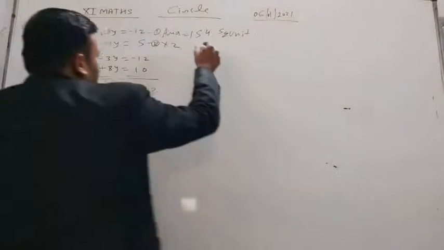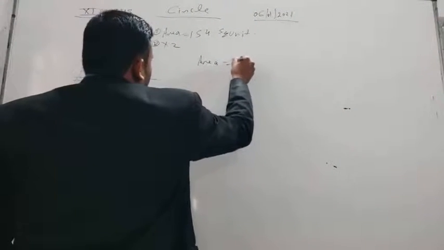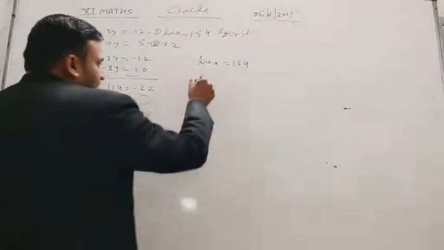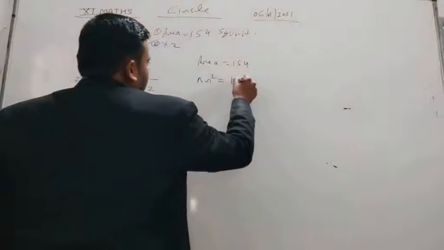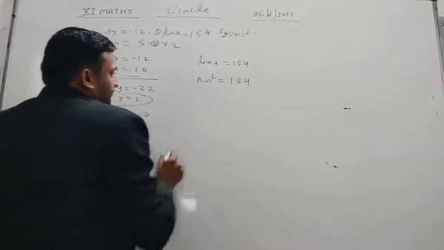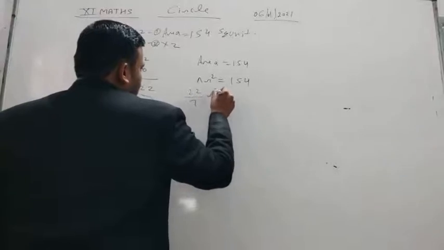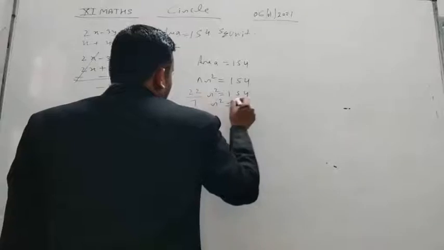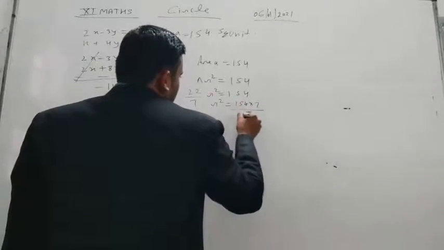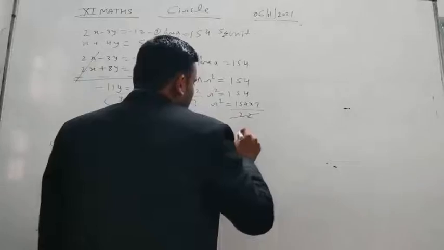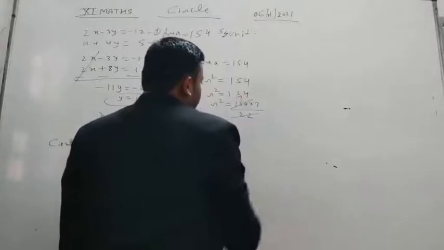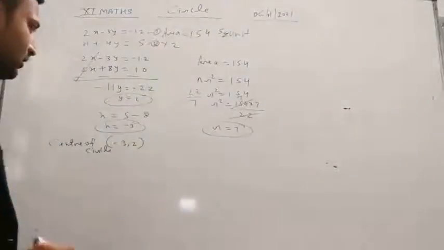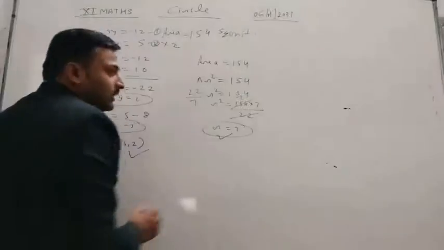Area is given to us as 154. You know the area of the circle is pi r square, which is 154. So 22 by 7, r square is 154. So r square is 154 into 7 by 22. So it will be cancelled 7 times. Now r is equal to 7. So we have found the point and the radius of the circle.